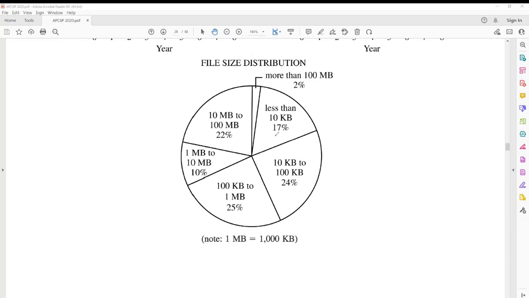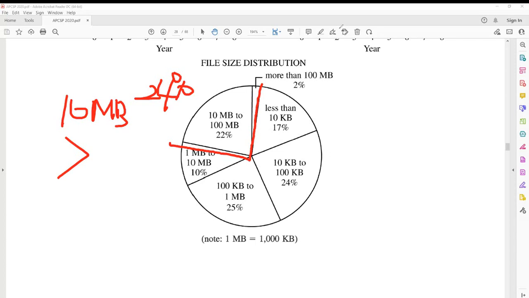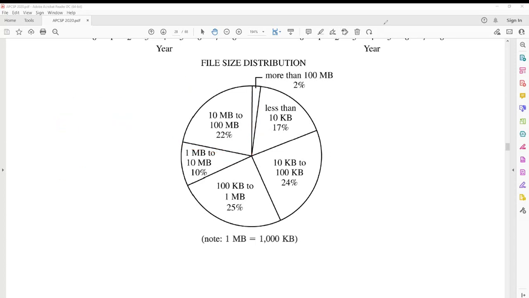Okay, so here we have T less than K, the same K. Basically here, more than 100 mega is 2%. So over here and here, this roughly is 24%. 24% would be 10 megabit or more, right? 10 megabit or more actually is 24%.